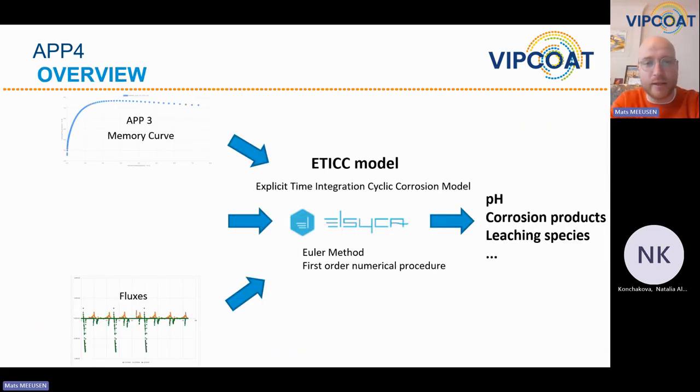So the ethic model, the App 4 model, is the explicit time integration cyclic corrosion model. And it's actually an Euler method. It's a first order numerical procedure in order to calculate under dynamic conditions the pH, the concentration of corrosion products, but also the concentration of leaching species, etc.